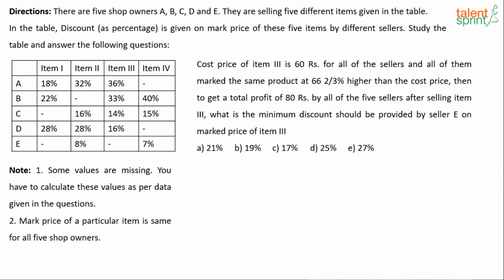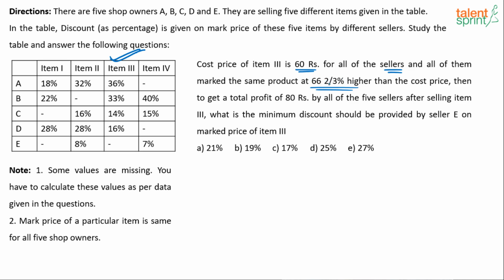What is given? Cost price of item 3 is 60 rupees for all of the sellers, and all of them mark the same product at 66 2/3% higher than the cost price, which means cost price is 60 and mark price is 100. That's the calculation I've done mentally, and I'm sure you also can do it, right? 66 2/3, 66.66%, which is like 2/3 higher than the value. What is 2/3 of 60 rupees? You're getting it? 66.66% is 2/3 of the value.